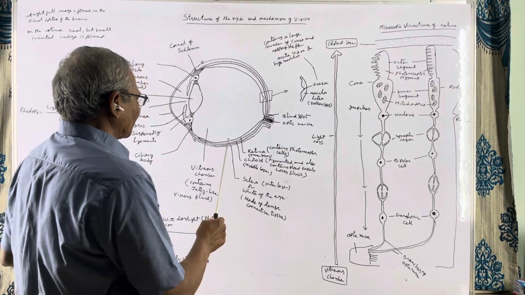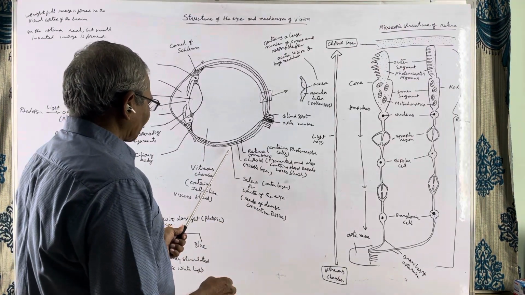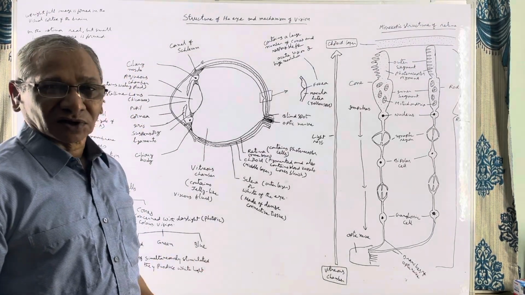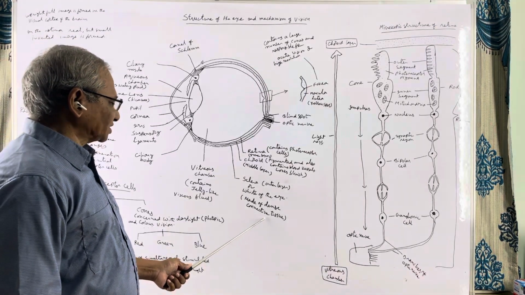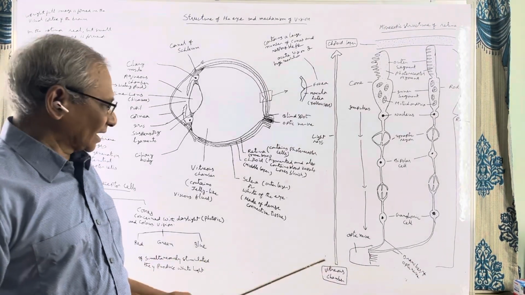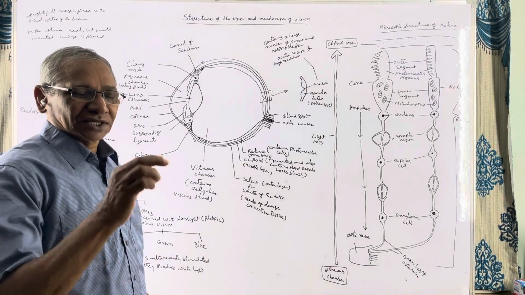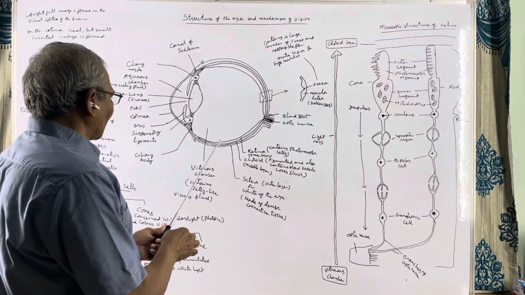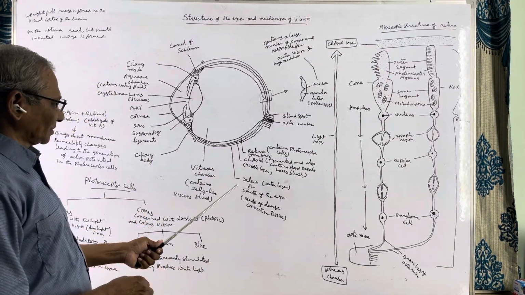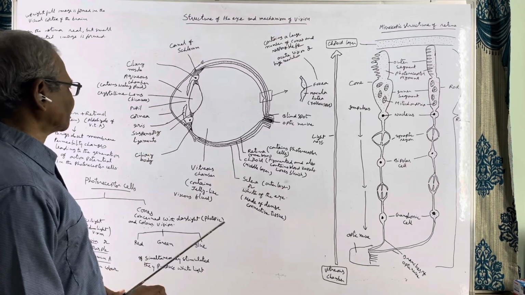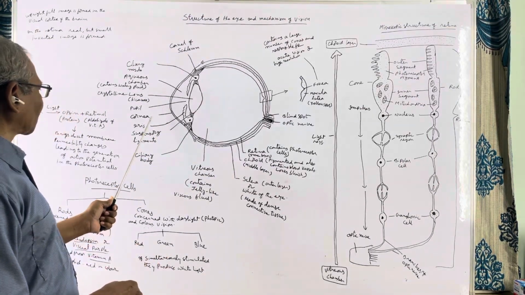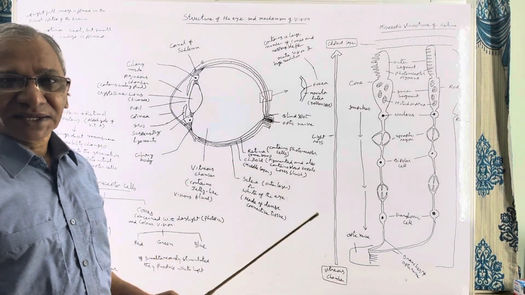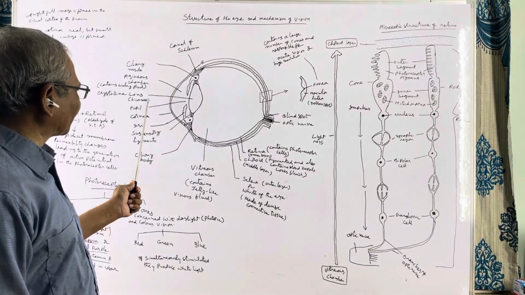From outside to inside, the first layer, the outermost layer is called sclera or white of the eye because of its whiteness. It is made of dense connective tissue. It is a tough layer, gives protection to the eyeball. At the anterior part of the eye, the sclera is transparent and it is known as cornea. It is a transparent window of the eye through which light enters the eye.